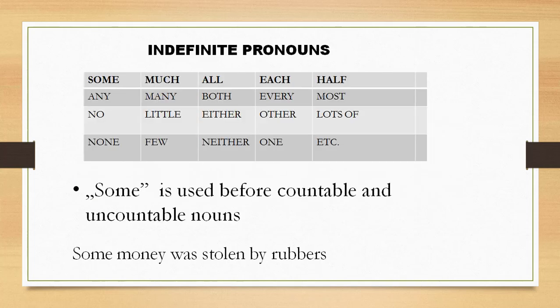Indefinite pronouns. Indefinite pronouns may be some, much, all, each, half, any, many, none, few, neither, one, and etc. One of the indefinite pronouns is some. Some is used for countable and uncountable nouns. For example, some money was stolen by robbers.